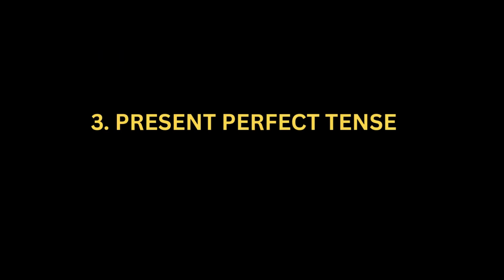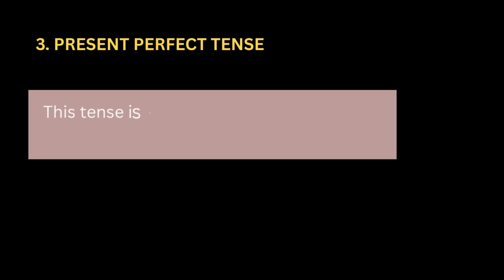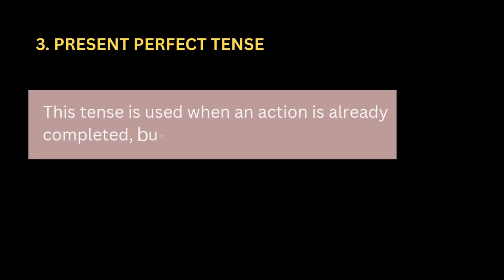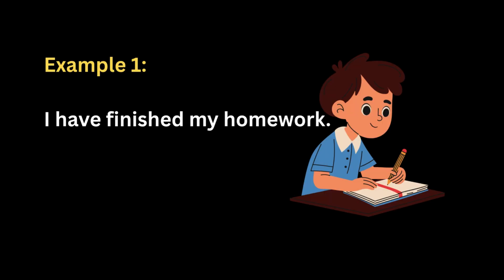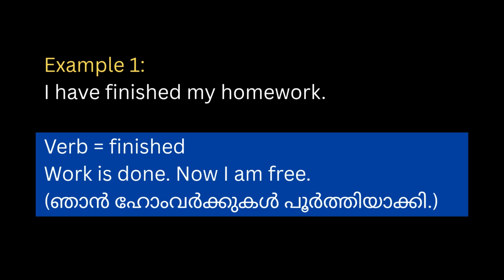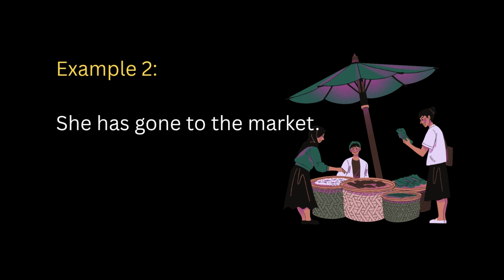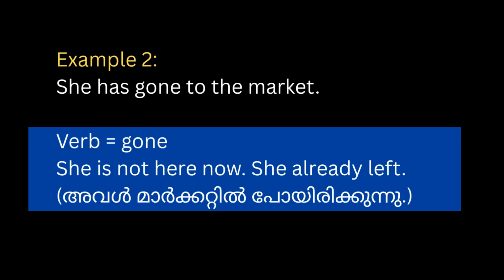Third one is present perfect tense. This tense is used when an action is already completed, but the result is important now. Structure: subject plus has or have plus verb. Example: I have finished my homework. Verb is finished and work is done. Now I am free. Another example: she has gone to the market. Here verb is gone and she is not here now.